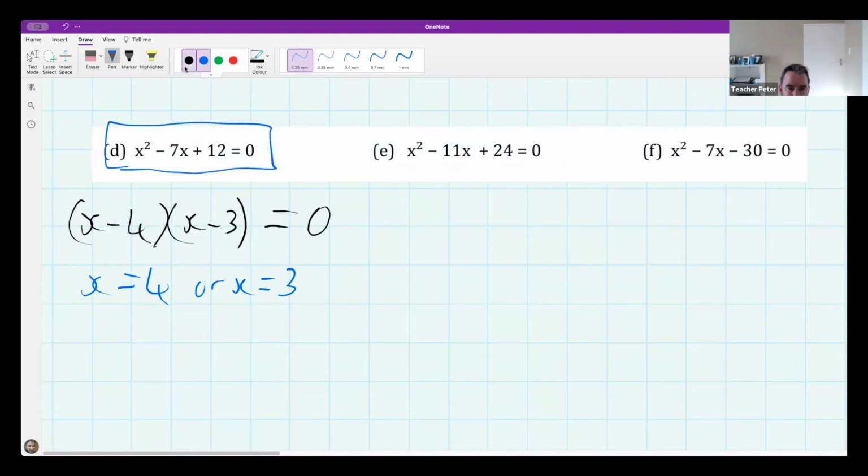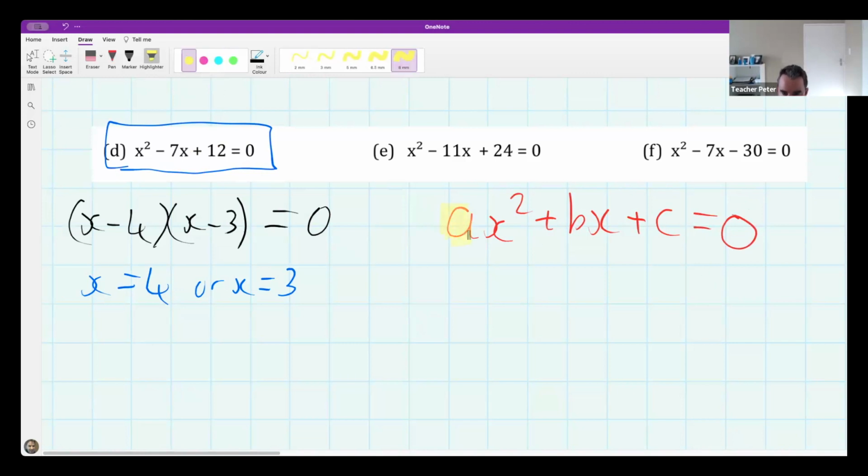But the formula depends on what's called the standard form of a quadratic equation. The standard form of a quadratic equation is ax squared plus bx plus c equals 0, where the number in front of the x squared is the a, the number in front of the x is the b, and the number in front of the c, or the constant term, is the c.